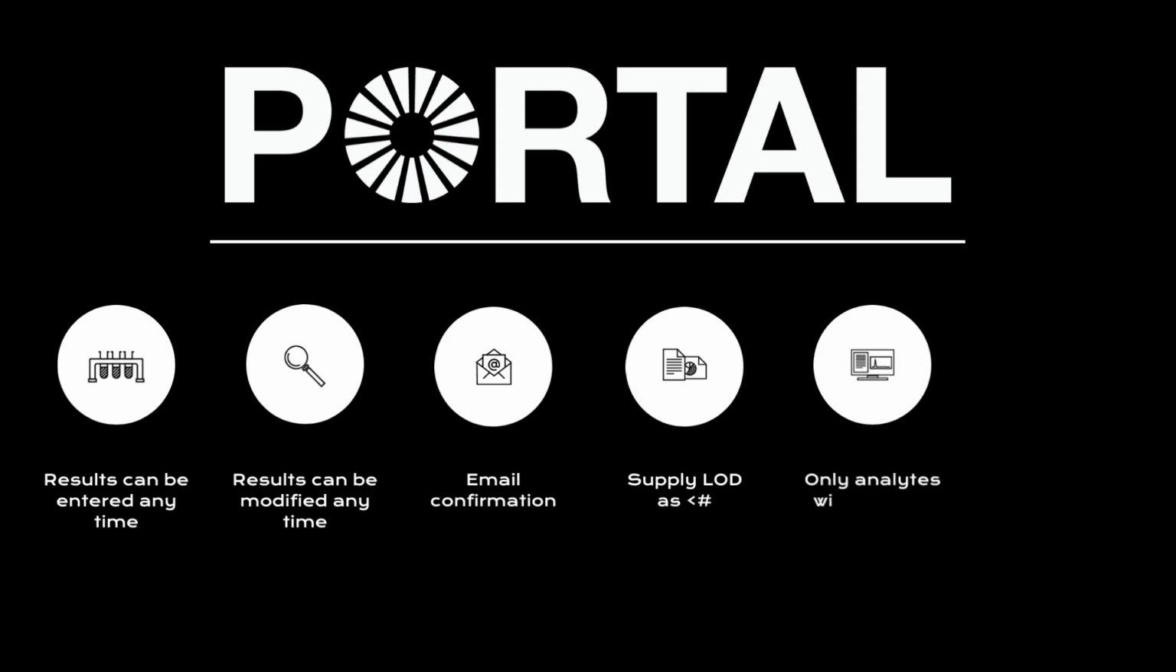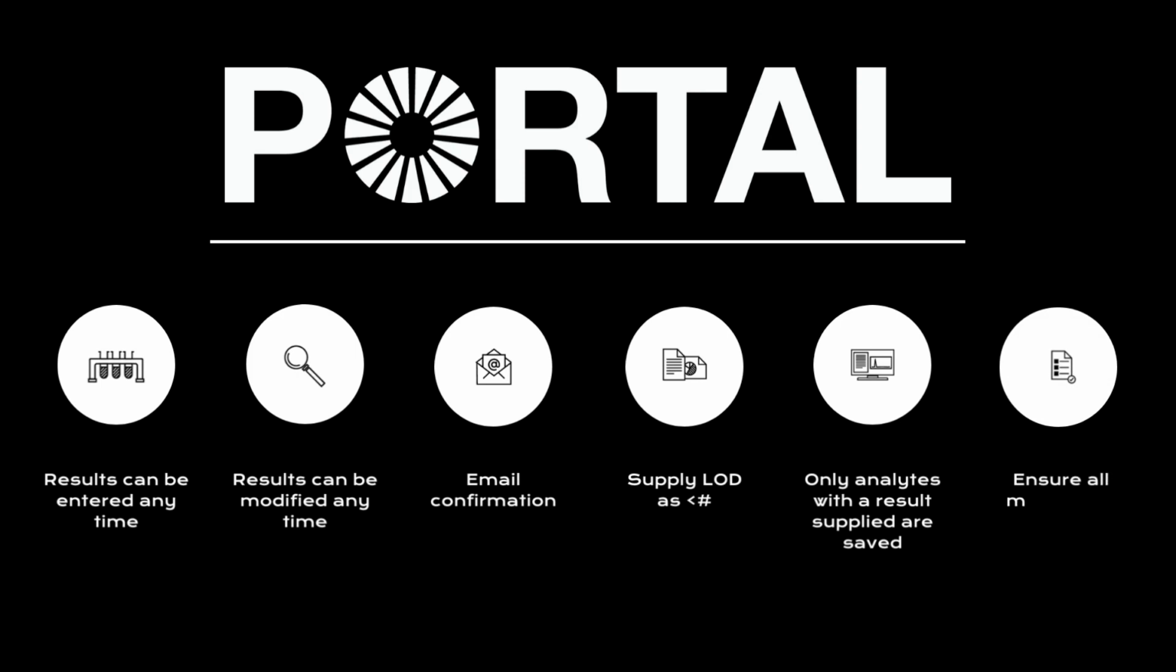Only analytes with a result present in the result entry field will be validated and saved. If you do not wish to supply a result, you can leave the result row blank or remove the analyte from the result entry screen by clicking Add Remove Analytes. Analytes, methods and units, where applicable, are mandatory fields when a result is supplied. And that's it. You're now ready to report your results in Portal. If you would like to learn more about how to use your interactive report, please watch our next tutorial.